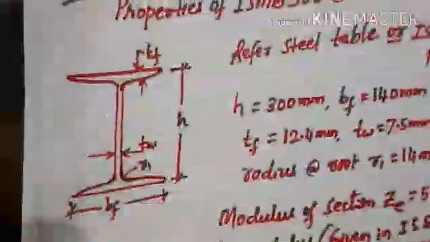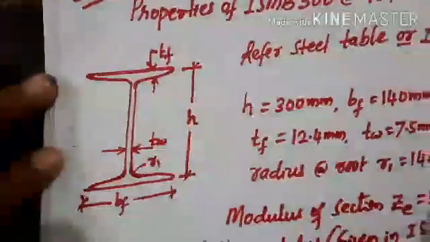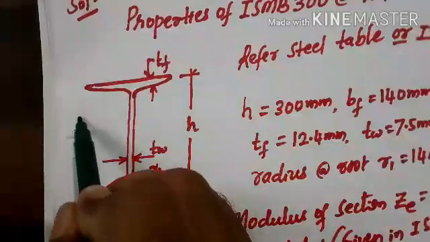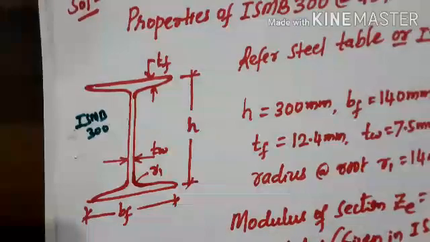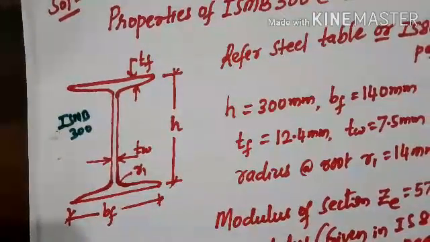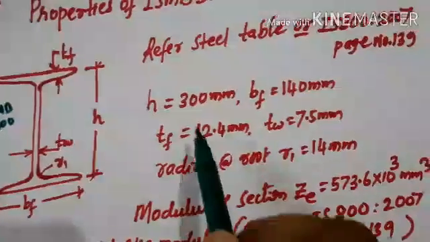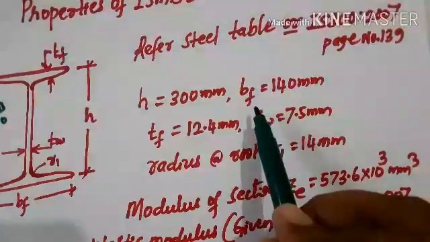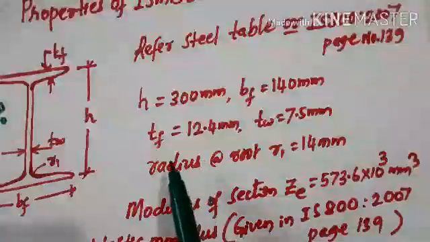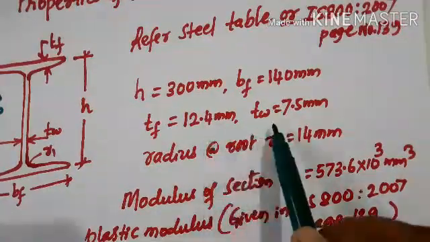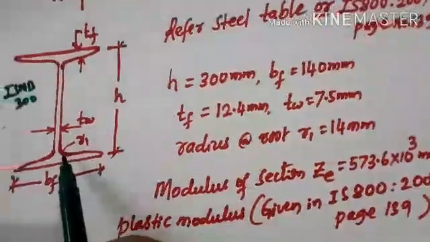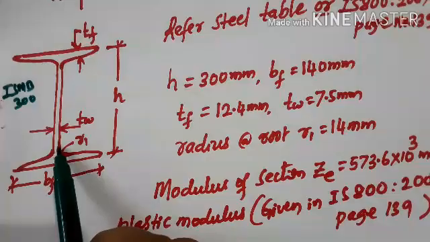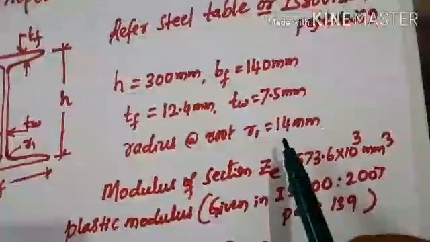Here I have taken ISMB 300. For this section I have taken the properties: h is 300, the width of flange is 140, thickness of flange is 12.4 mm, thickness of web is 7.5 mm, then the root radius, that is R1, the fillet of the root radius, is 14 mm.